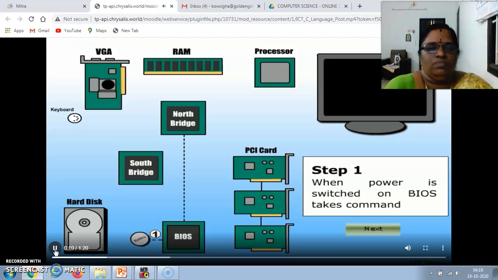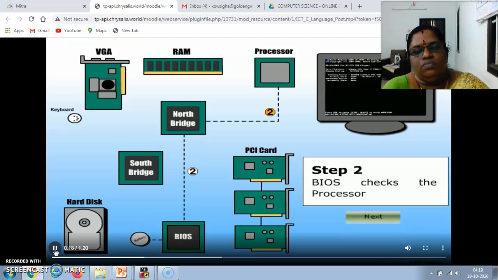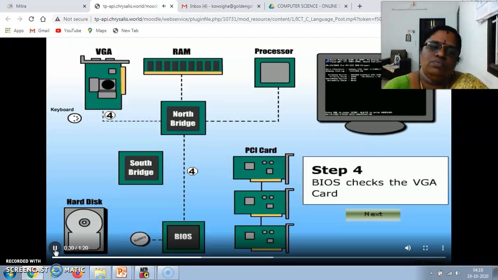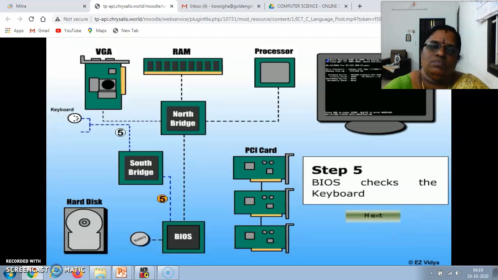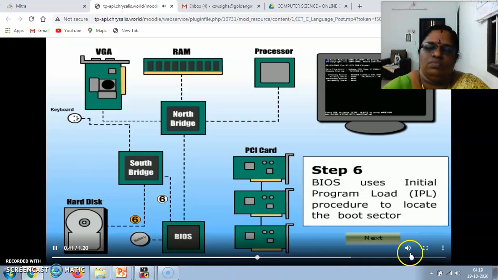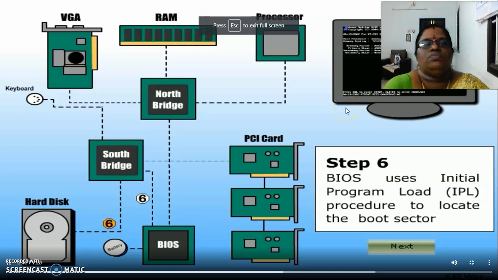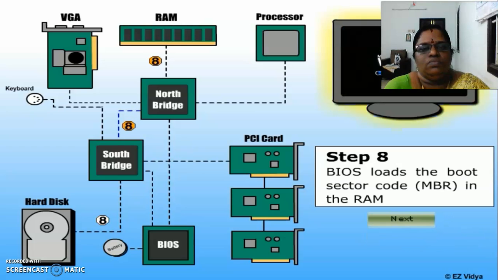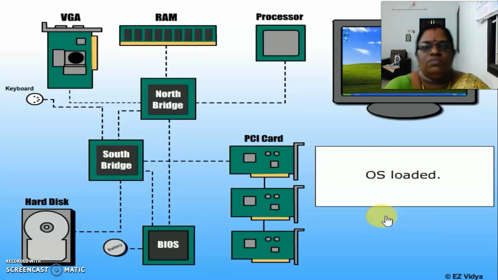switched on, BIOS takes command. BIOS checks the processor. BIOS checks the RAM. BIOS checks the VGA card. BIOS checks the keyboard. BIOS uses initial program load (IPL) procedure to locate the boot sector. BIOS checks expansion cards. BIOS loads the boot sector code MBR in the RAM. OS loaded.